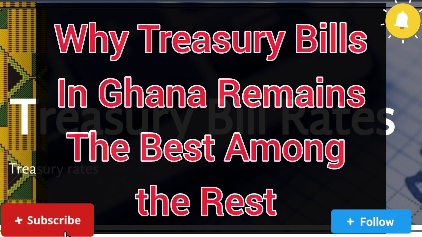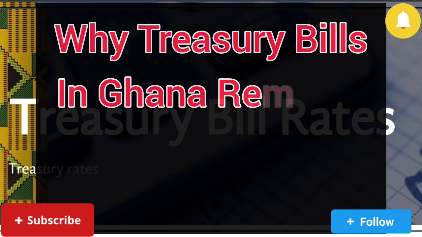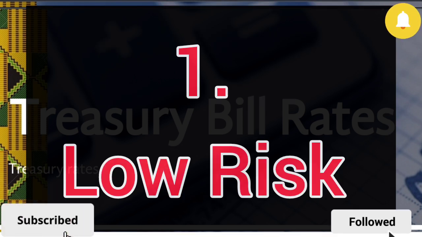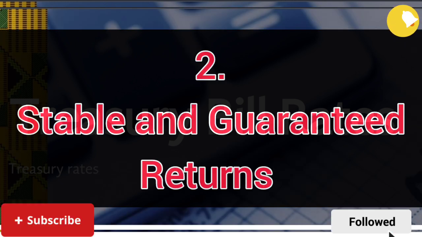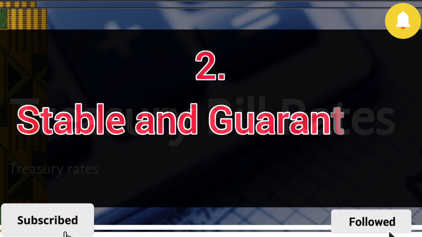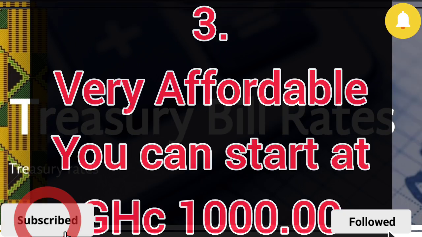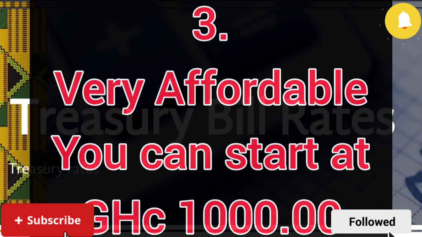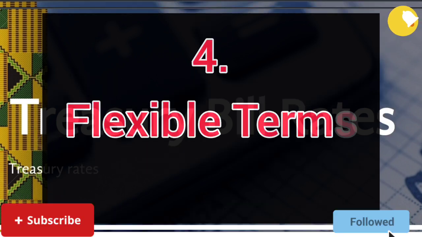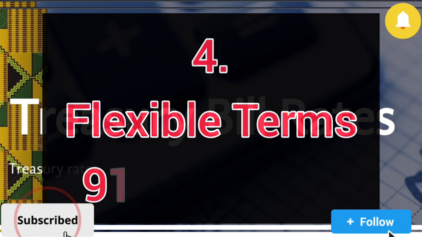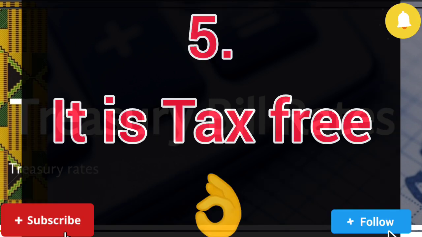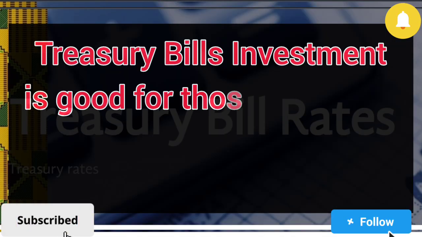So why do Treasury Bills in Ghana remain the best among the rest? The first thing is that they are low risk, no doubt about that. They are very low risk. Second, they have stable and guaranteed returns. So if it is 15%, it is 15%; if it is 30%, it is 30%. And they are very affordable. You can start at even 1,000 Ghana cedis or even less. They have flexible terms, like 91 days, 182 days, and 364 days. The best part is that it is tax-free. Yes, the interest that you earn, you don't pay any tax on it.